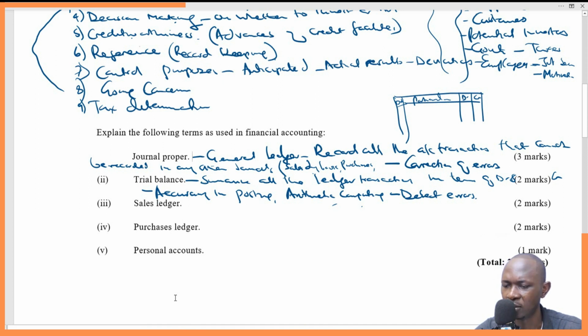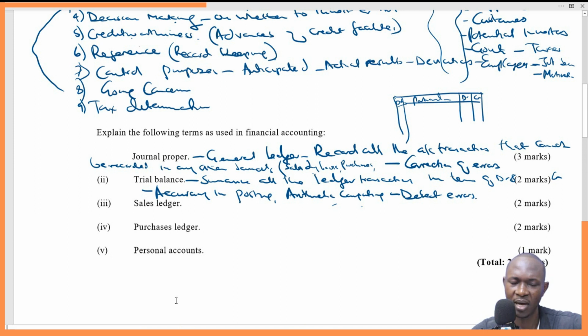So it's one of the books that is used to summarize all the transactions that have happened in the ledger, and normally we transfer the totals, the balances from the ledgers to the trial balance, and then from the trial balance now we can come up with the final books of accounts.